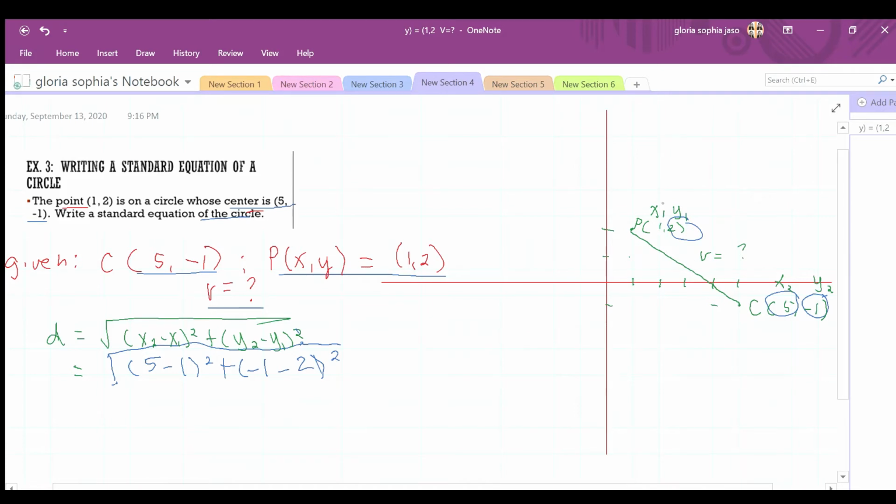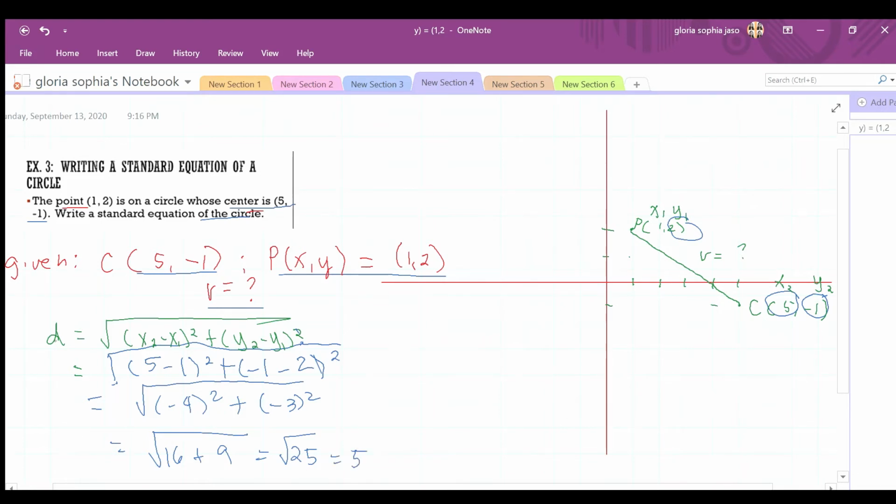Okay? So, in this case, ito yung ginawa kong x sub 1, y sub 1. Then, in center, ginawa kong x sub 2, y sub 2. So, next is simplify natin yung equation. So, 5 minus 1, that's negative 4 squared plus negative 1 minus 2, that's negative 3 squared. Negative 4 squared is 16, plus negative 3 squared, that's 9. So, square root of 25, 16 plus 9. Square root of 25 is 5.